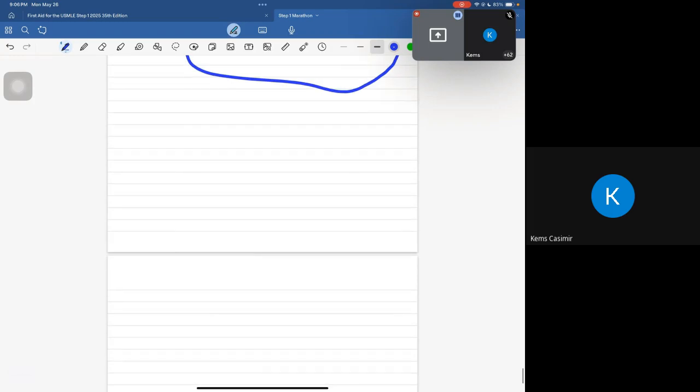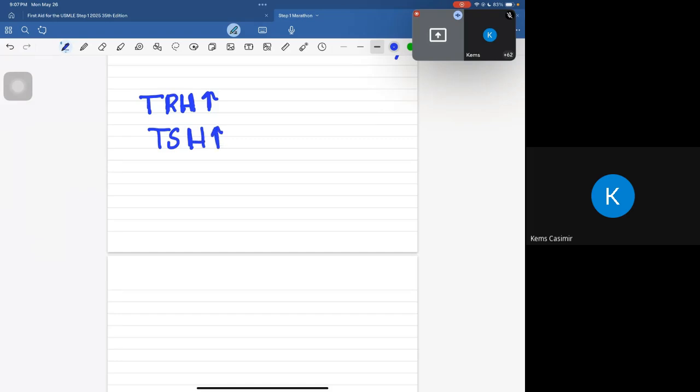The second thing here is that there is a hormone which is known as TRH, right? So we have TRH, right? So what does TRH do? TRH increases TSH. So thyrotropin releasing hormone increases the thyroid stimulating hormone. And when thyroid stimulating hormone increases, it's going to increase the thyroid hormones as well.